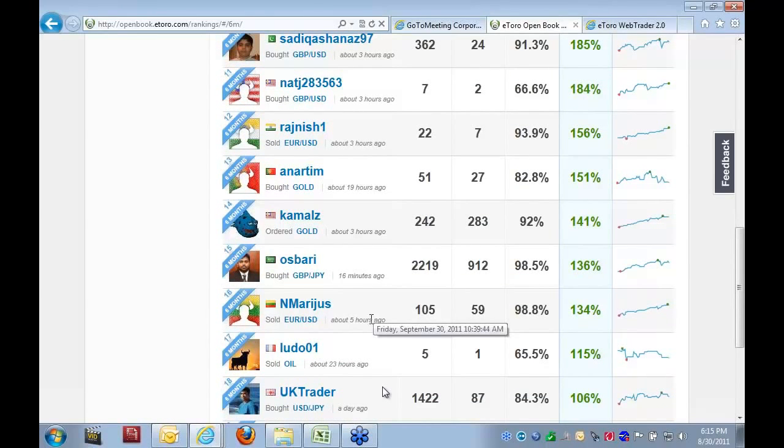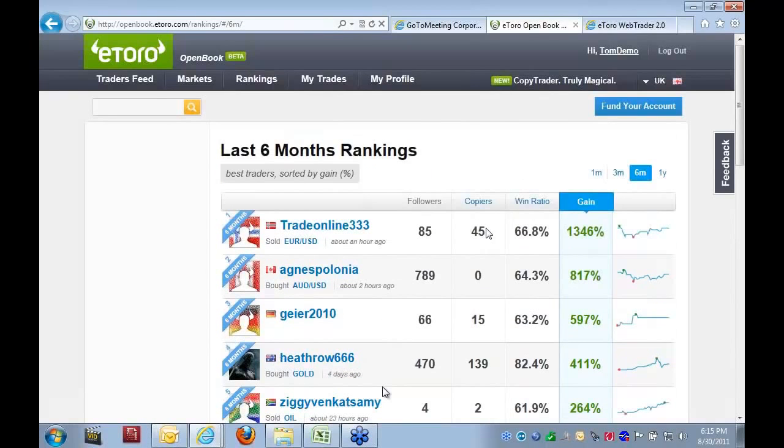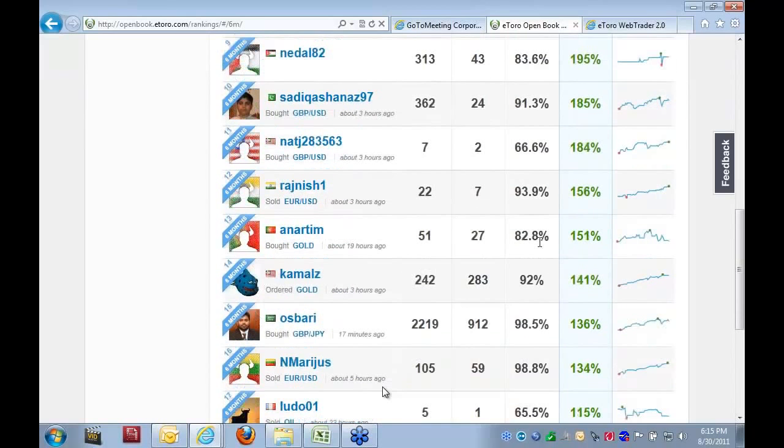Let's pick a trader. How about this one? 134% is nice. 98.8 of the positions that he opened resulted in profit. Okay, because we have two ways of segmenting these traders. We have percentage of gain and we have winning ratio. Percentage of gain is how much money you gained on top of the money that you already invested. Winning ratio obviously means how many of the positions that you opened resulted in profit at the end.